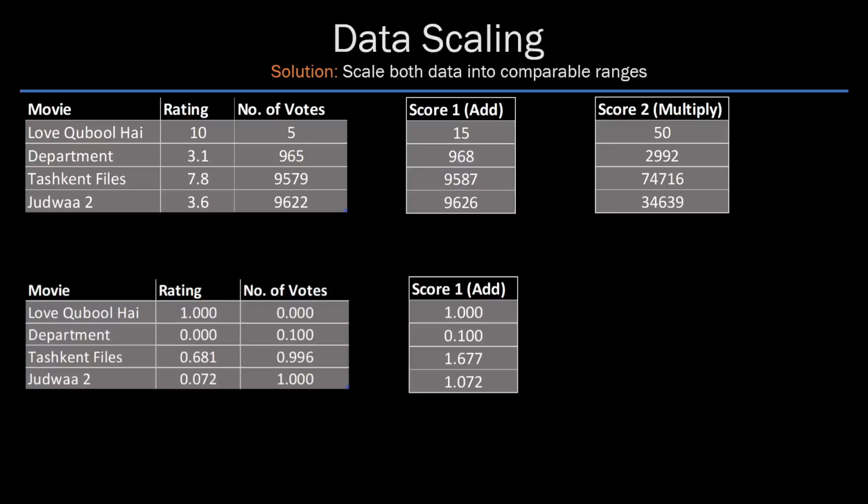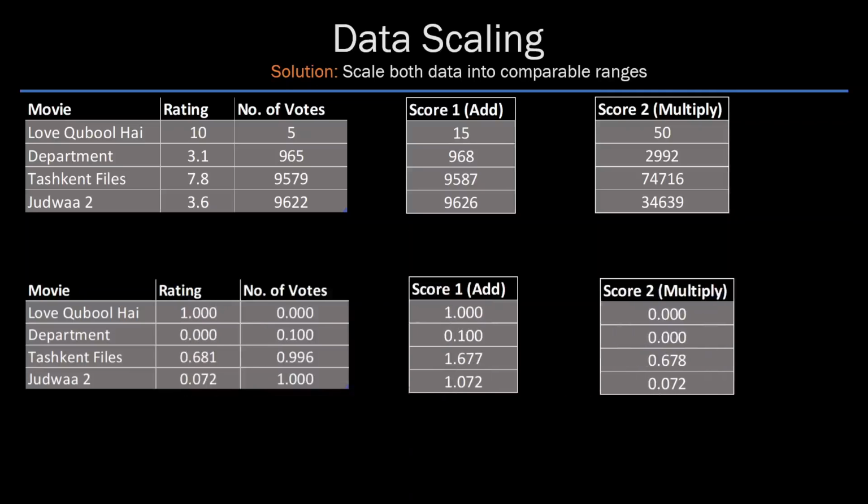What if I do the multiplication of these two? The multiplication gives 0 for the first two, Laukubulhe and department. That is because the minimum value is 0. Multiplication by anything gets into 0, right? Even though 5 people have given a 10 rating, the value is nothing.